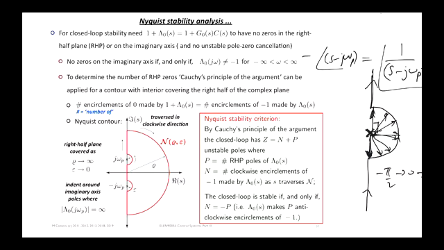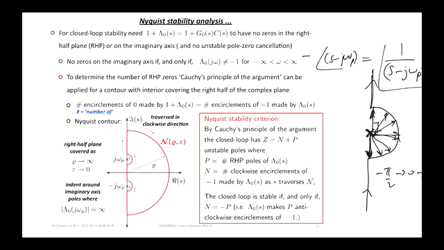As we saw last time, we're trying to determine how many zeros this rational function has in the right half plane. The zeros of this rational function are the closed loop poles. Lambda here is the open loop transfer function, the product of the plant and controller transfer function. So we know that the zeros of this are the closed loop poles.